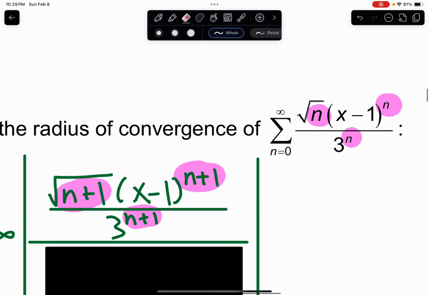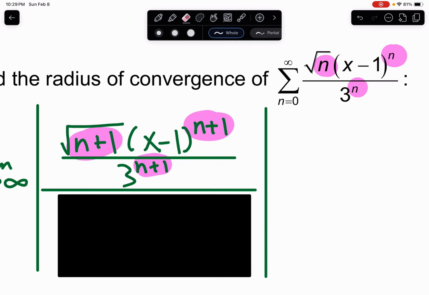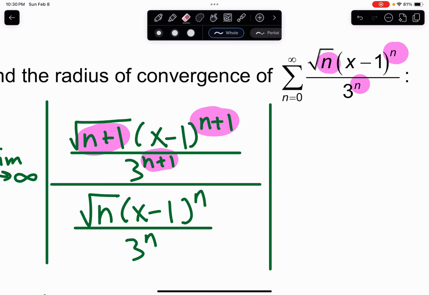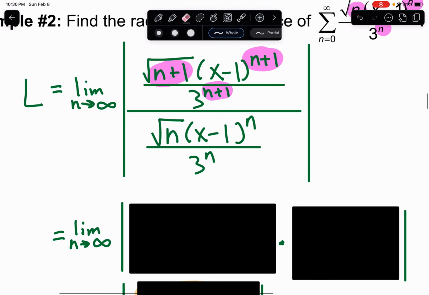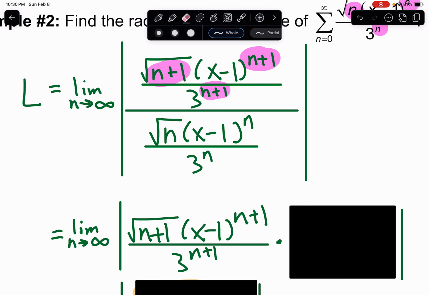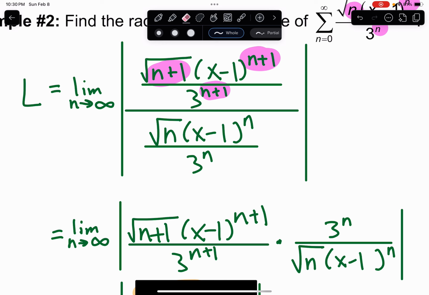So root n plus 1, x minus 1 to the n plus 1 power, and 3 over n plus 1, or excuse me, 3 to the n plus 1 power in the denominator. And then all of this is divided by the a sub n term, which is just whatever is inside the sigma notation to begin with, right? And so now it's just a whole lot of simplifying, doing the algebra properly. First thing I'm going to do is rewrite this so that it is not dividing, it is instead multiplying by the reciprocal. And this is where copy and paste is your friend, just to kind of speed this up.